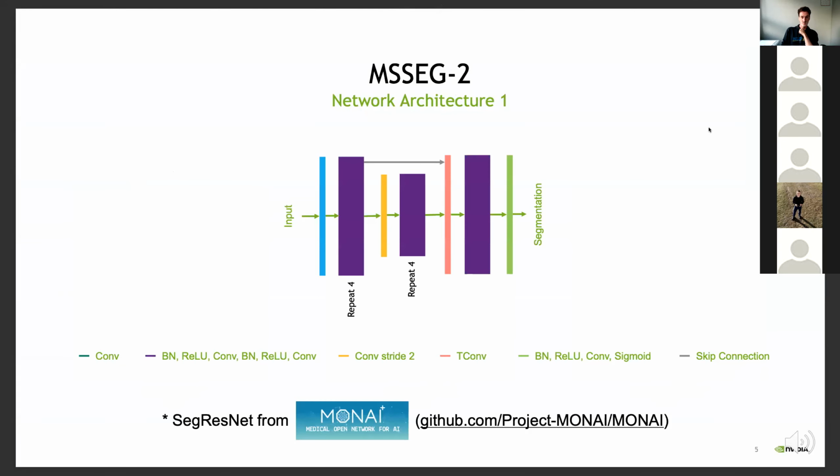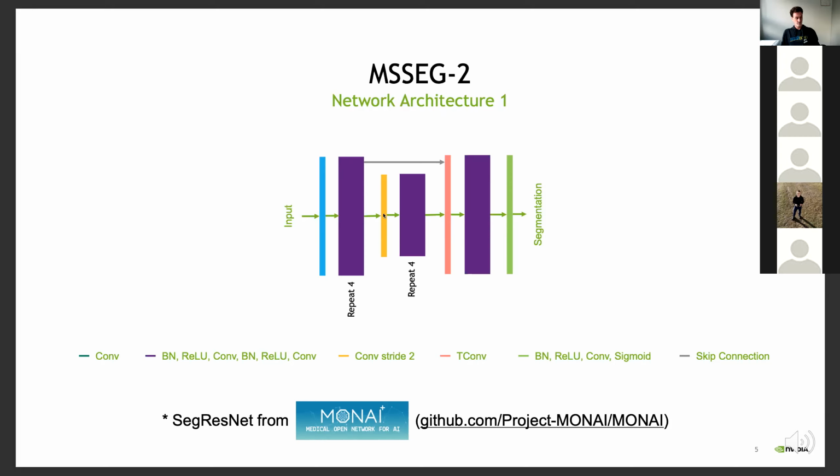And in our method, we actually used 2 different network architectures. Both are from MONAI, SEG-ResNet. And the first one, which you can see here, is a little bit shallow version of the SEG-ResNet. It has only one downsampling shown in yellow and one upsampling shown in red. And the purple rectangle here, we call them convolutional block, and they contain batch normalization, ReLU, convolution, then again batch normalization, ReLU, and convolution operations.